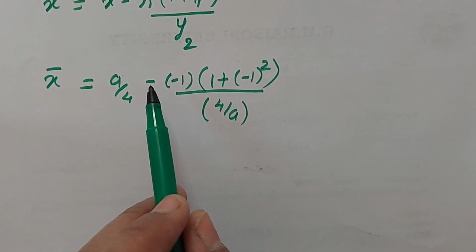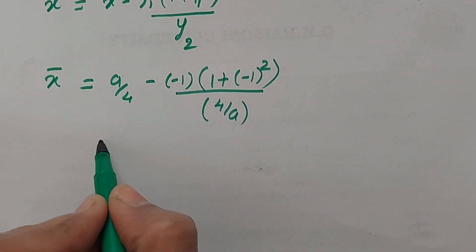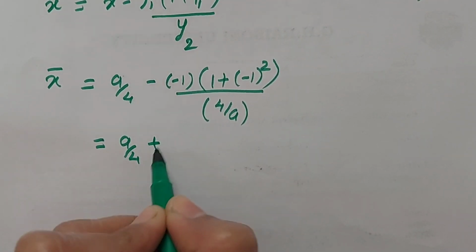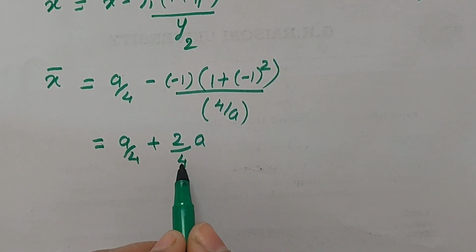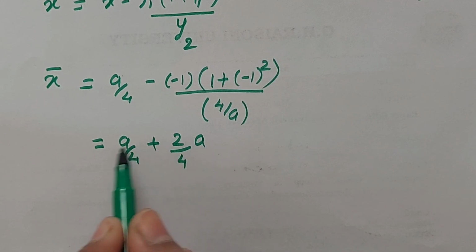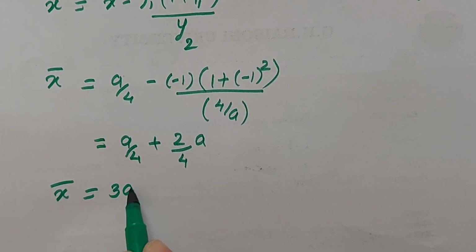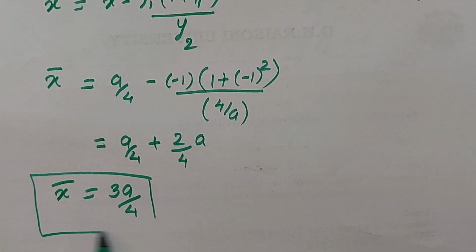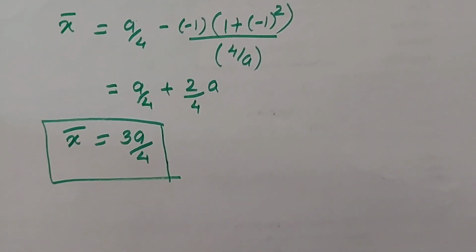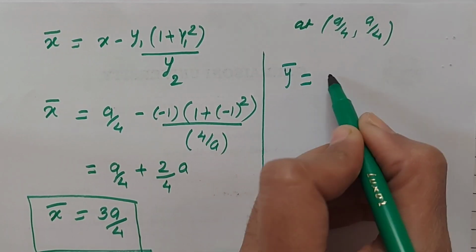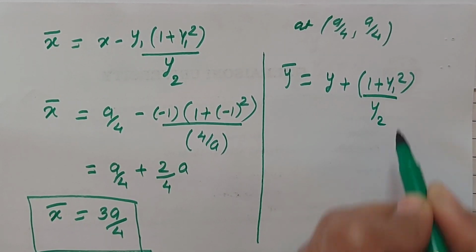Simplify this term, so here minus of minus become plus, and it is 1 plus 1, that is 2. So here a by 4 plus 2 by 4 into a. Add this term, here base is similar, so just add this numerator term. So therefore x bar is equals to 3a by 4. This is our x bar. Now next we have to find y bar equals to. So here our y bar formula is y plus 1 plus y1 square divided by y2.